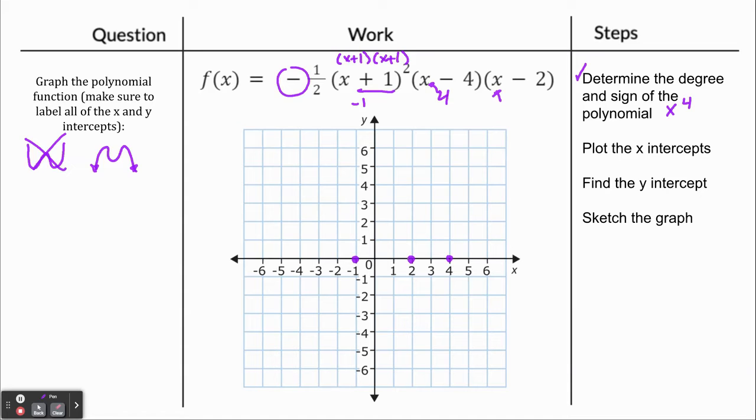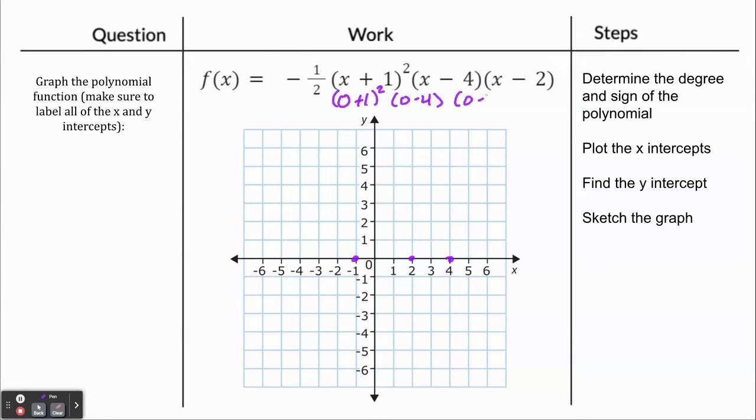Now, only one more thing here really to do before we sketch it, and it's find the y-intercept. I'm going to clear this off really quick and add back my zeros. What I mean by the y-intercept is if x is equal to 0, then what is y going to equal? So if I plug in 0 here, 0 plus 1 squared times 0 minus 4 times 0 minus 2, and don't forget our -1/2 in the front here.